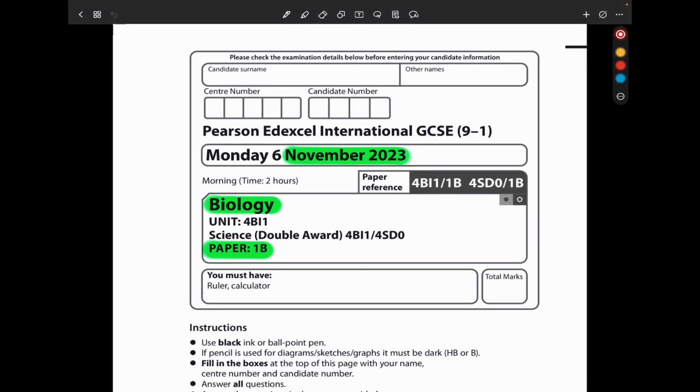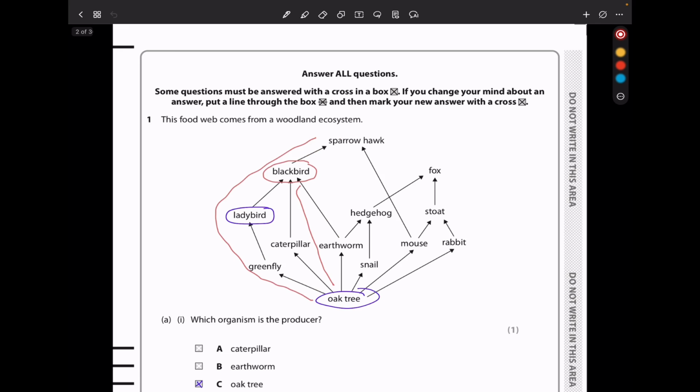Today we are doing the Pearson Edexcel International GCSE Biology Paper 1B for November 2023. Let's begin with the first question.